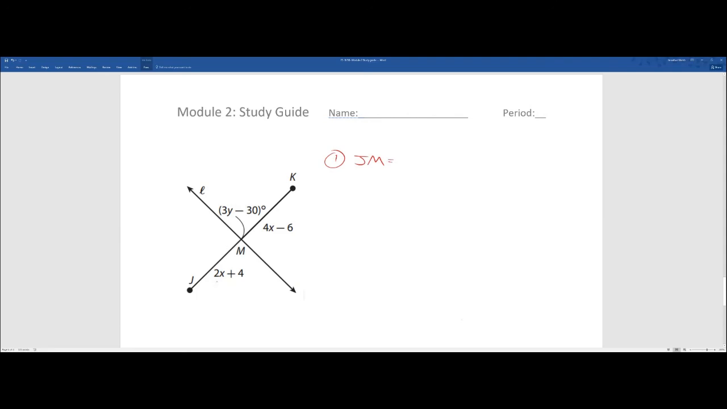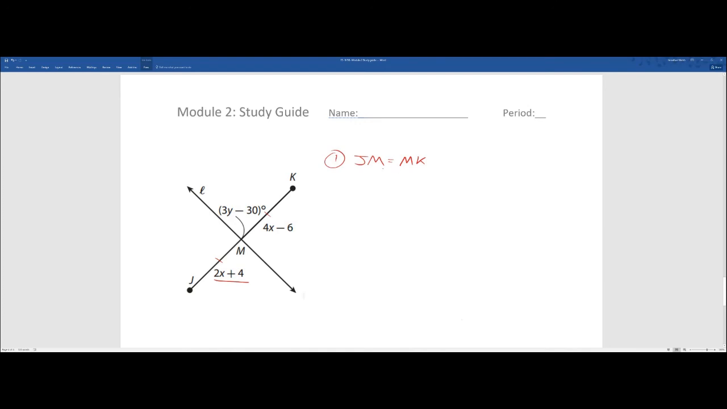Now, JM is represented with an algebraic expression, 2x plus 4. But what do we know about JM in relation to MK? Now, the definition of a perpendicular bisector is that JM equals MK. They are the same length, the same distance. We use that for all our points when we reflect, right? So it's the same concept. Let's go ahead and use algebra to solve for JM.